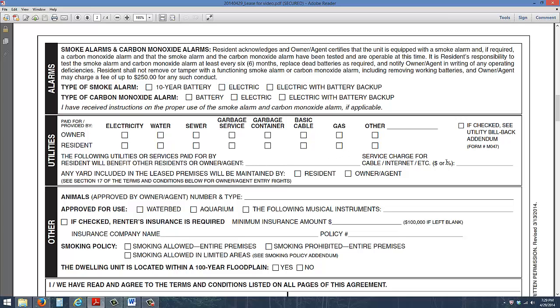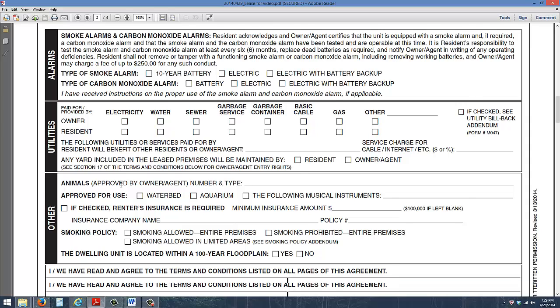Service charges for cable, etc. will be disclosed here. And if yard care is your responsibility or the owner's responsibility, that will be indicated here. So if it's your responsibility as the resident, you want to pay special attention to section 17 of the rental agreement.